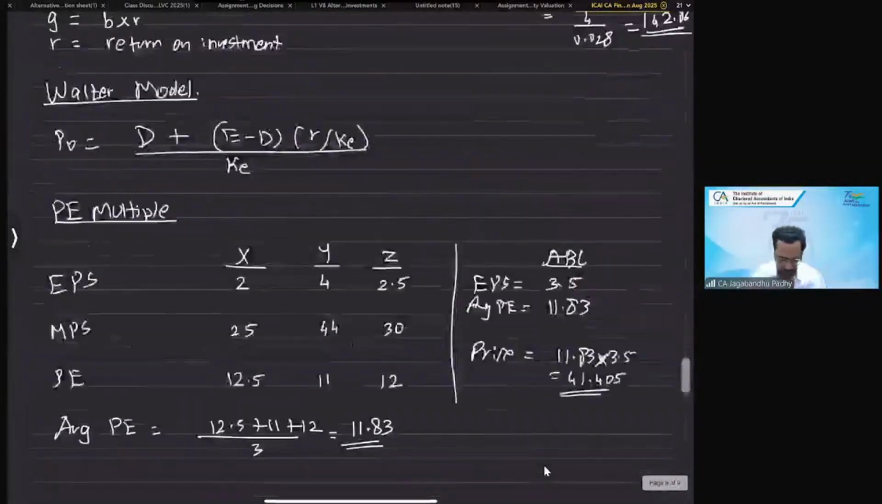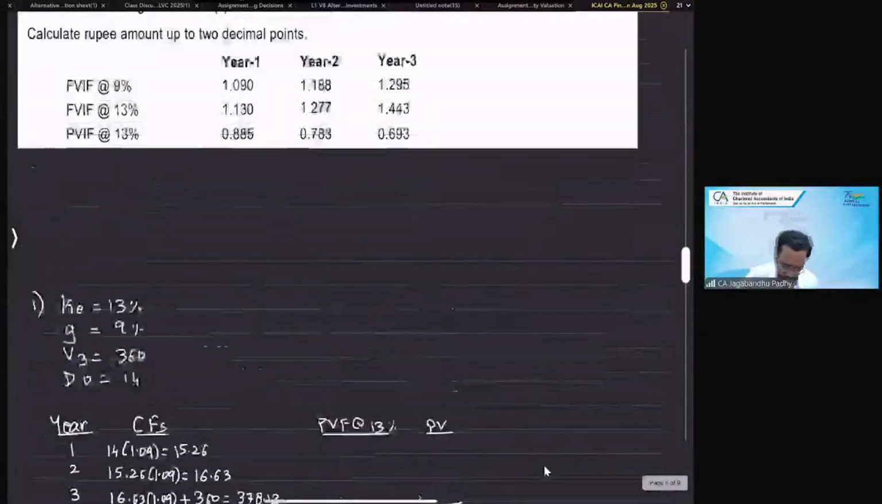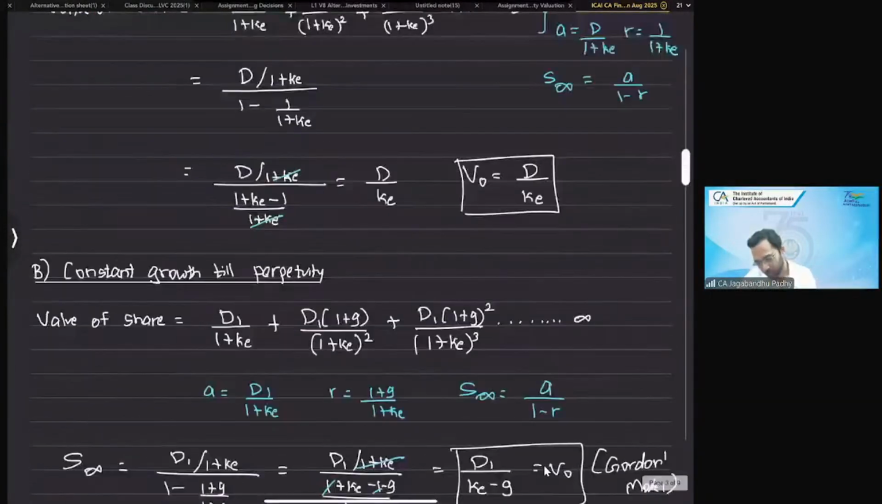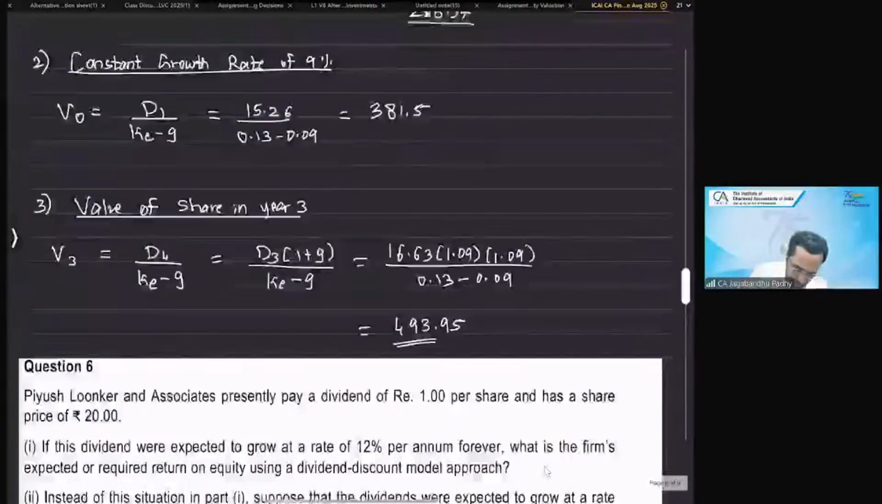What we have covered till now is we have seen the return concepts, we have seen the valuation of equity shares using dividend-based model and earnings-based model. Now it's time for us to look at the cash flow-based model. Cash flow-based models are similar to your earnings and dividend-based models. Essentially, we are simply going to take the present value of cash flows. But what we need to calculate when we want to derive the value is something called free cash flow to the firm.